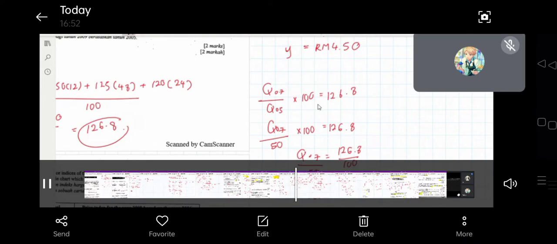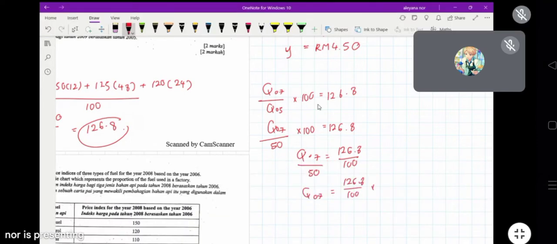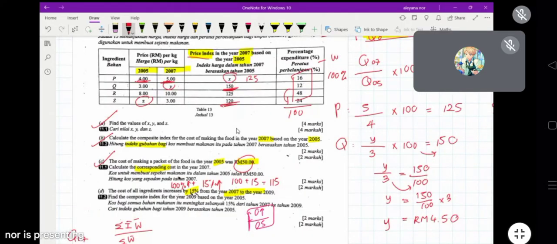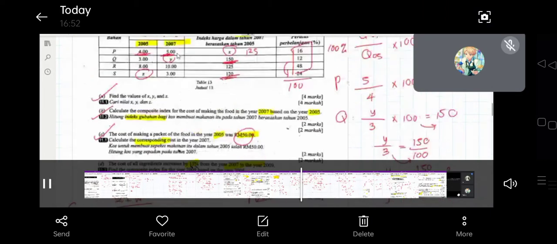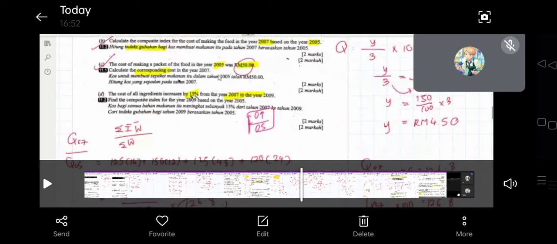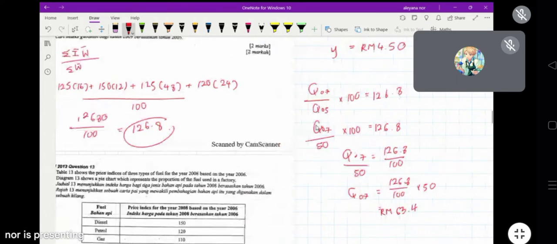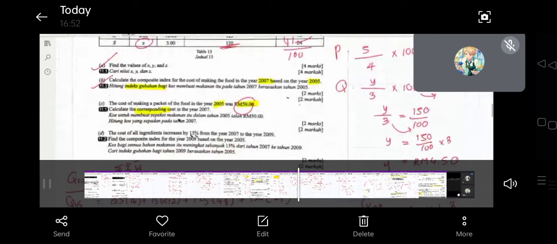Let me see, she's writing. Then you'll get it here. Okay, then in the end your answer is 60, give me a second. Your answer is 63.4. Okay, 63.40 ringgit.